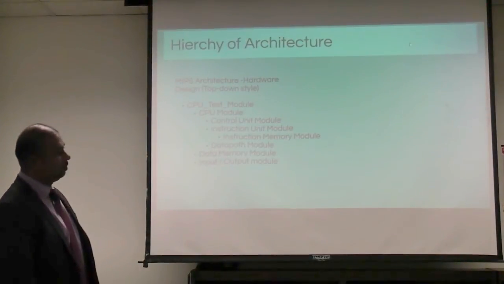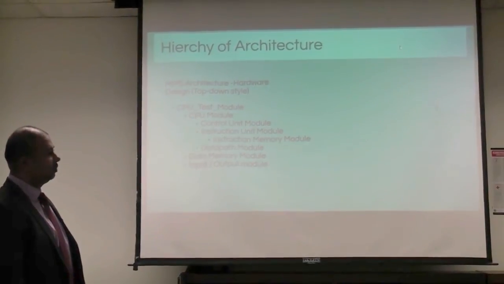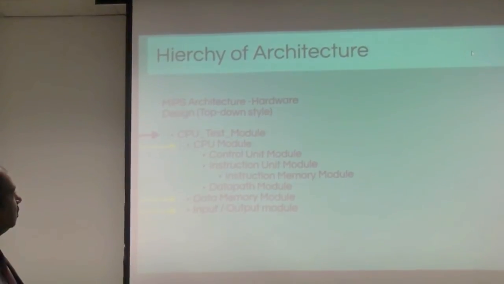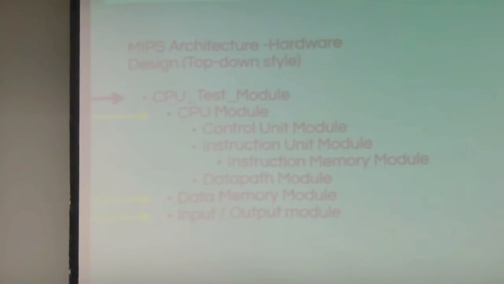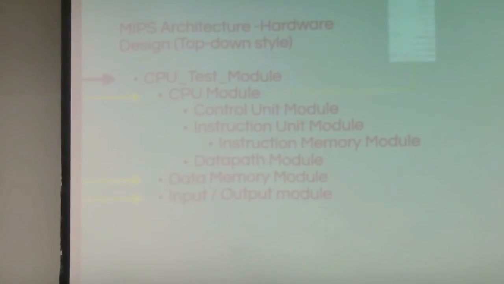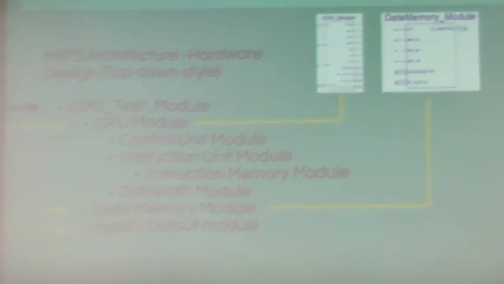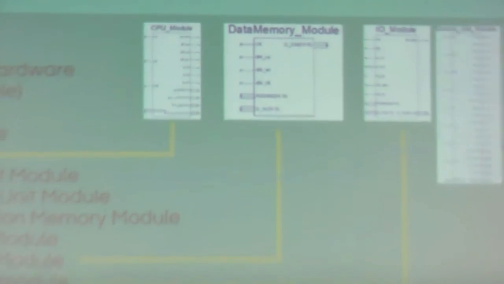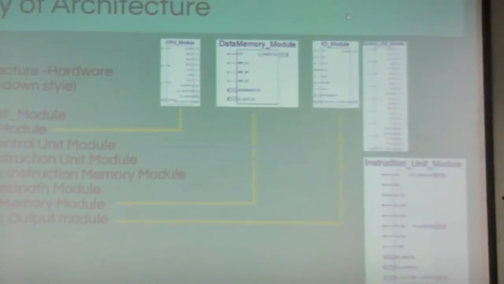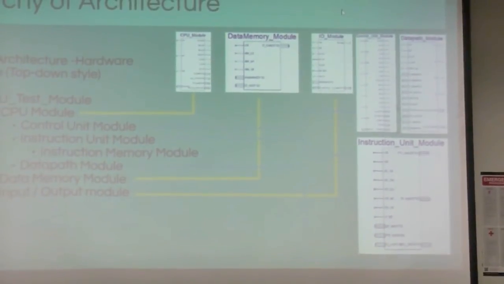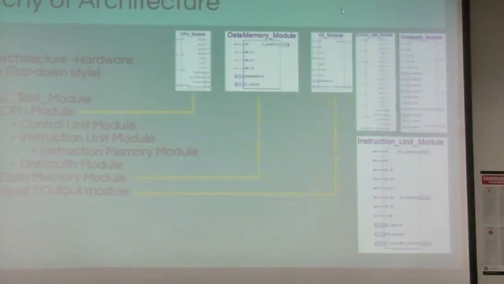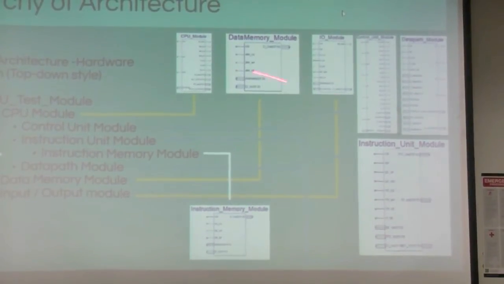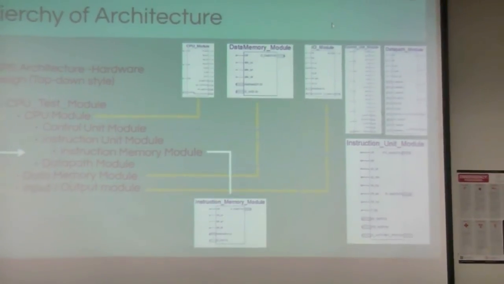So to summarize what Ashish said, here's a top-down view of our design. On top you've got your CPU test module, which is our test bench. It verifies the functionality of our 3 units under test: our CPU module, data memory module, and input-output module. Within the CPU module, you will find the control unit module, the instruction unit module, and the data path module. Within the instruction unit module, you will see the instruction memory module. Now these are just thumbnails. We will zoom in so you can see the internals and discuss more about it.